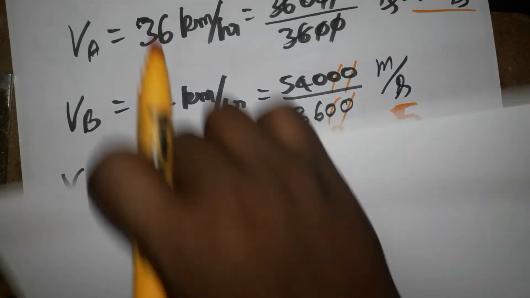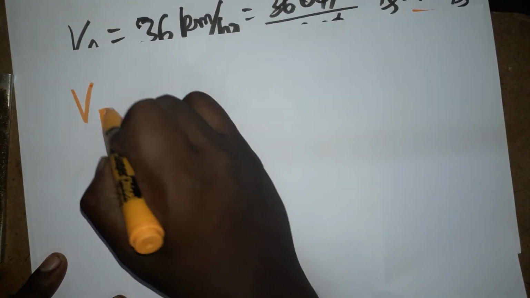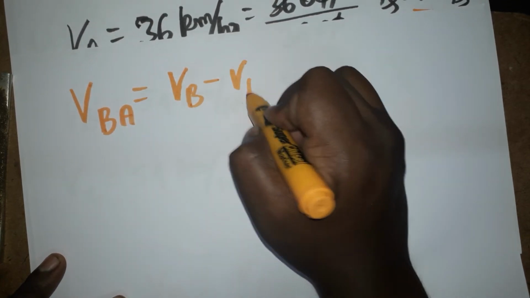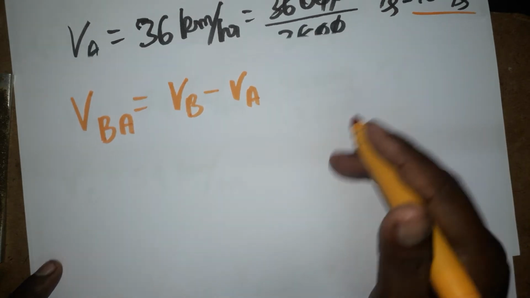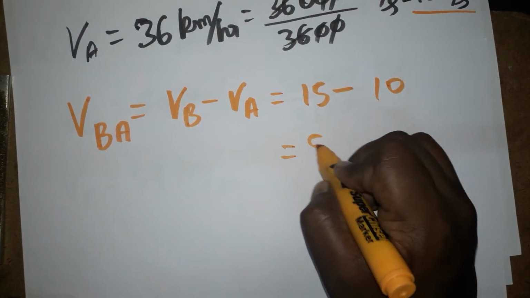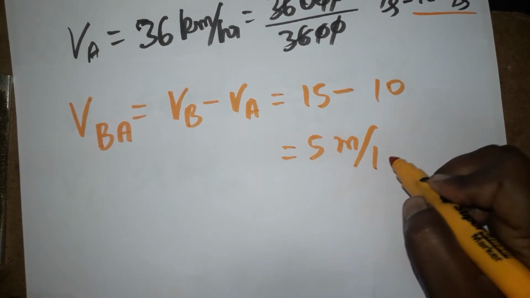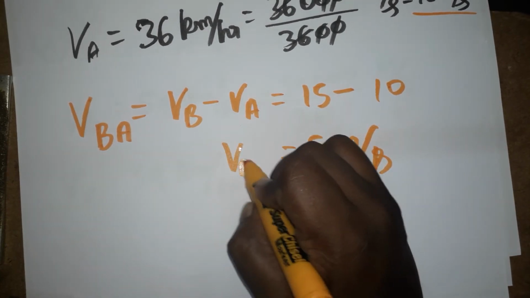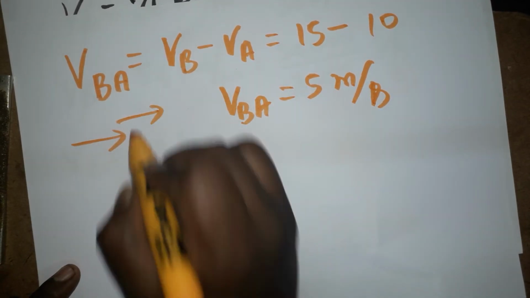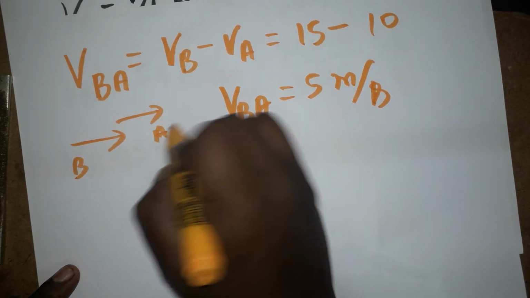Now we will find relative velocity. Velocity of B with respect to A is velocity of B minus velocity of A, because both are moving in the same direction. 15 minus 10 gives 5 meter per second. That is the velocity of B with respect to A, because B and A are in the same direction.